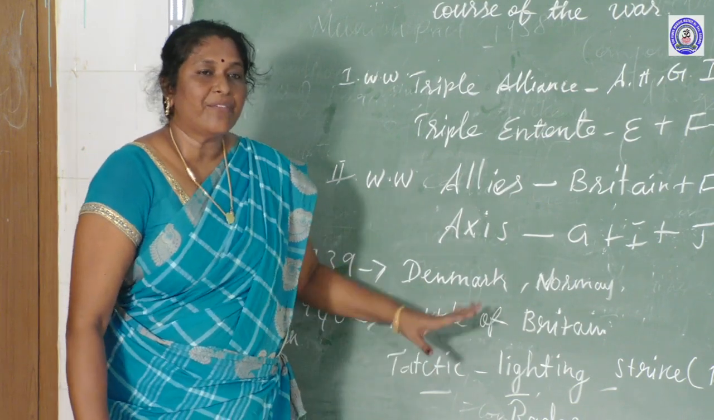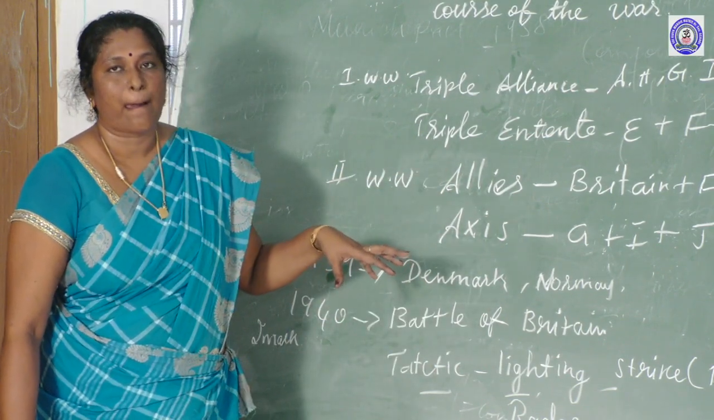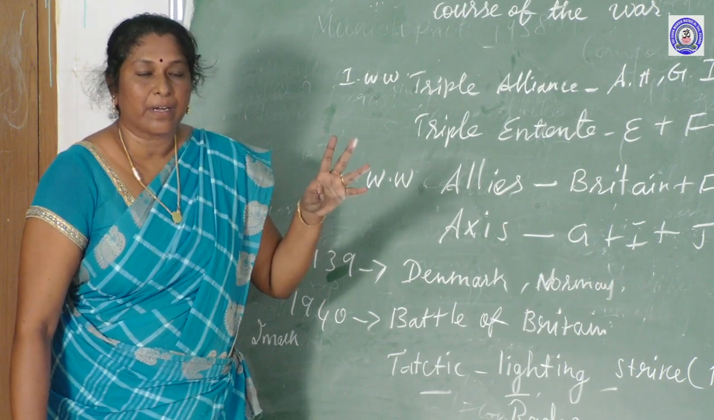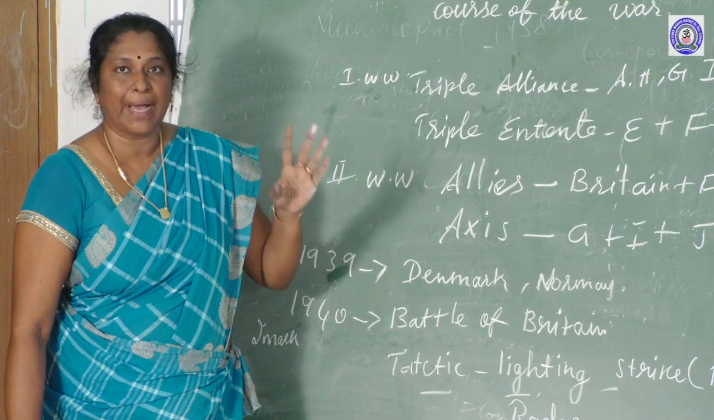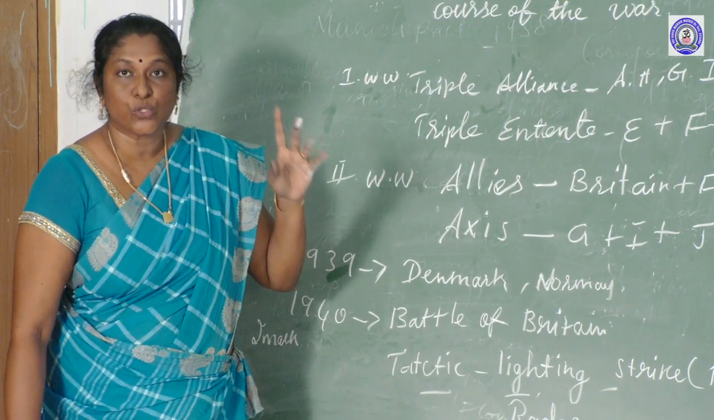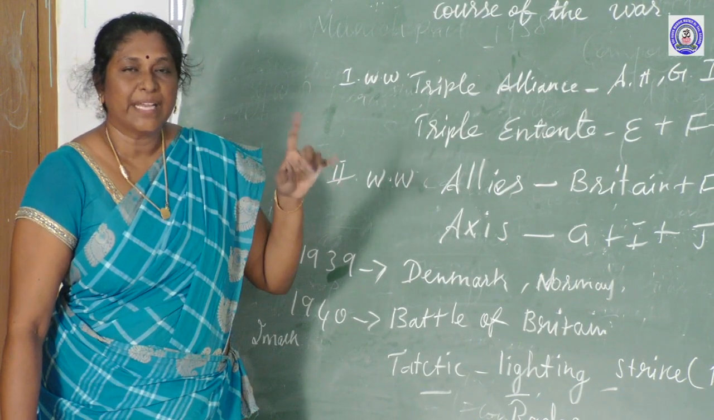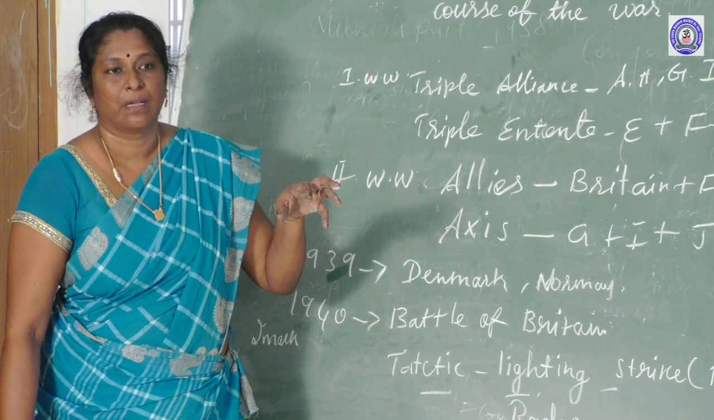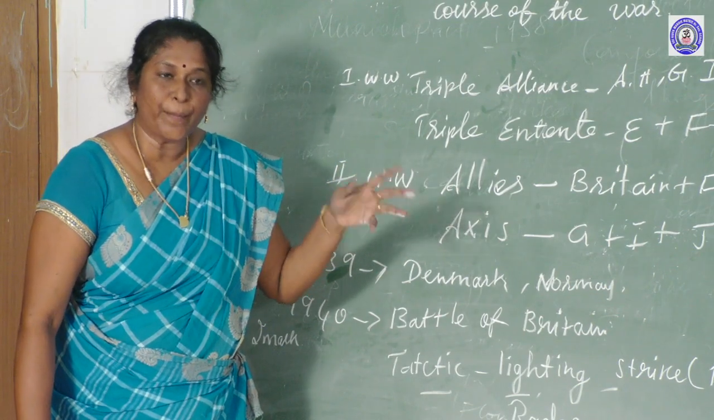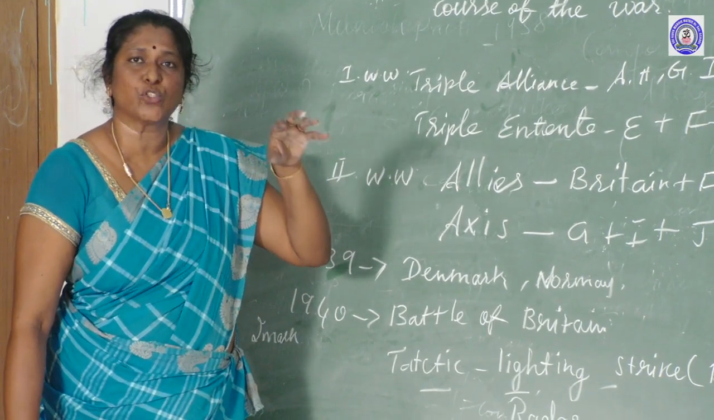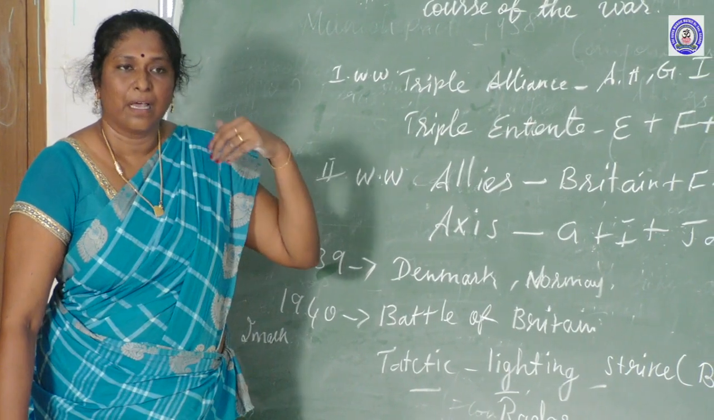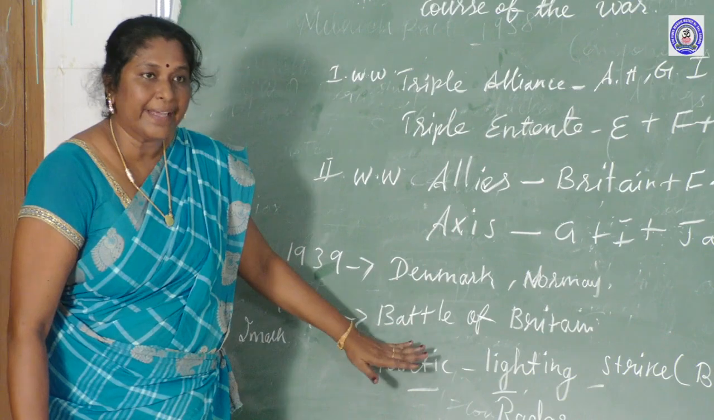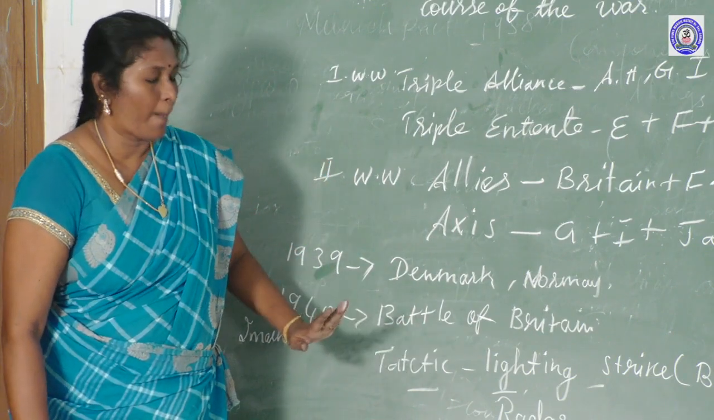Saluting the bravery of the Royal Air Force, Prime Minister Churchill said that never was so much owed by so many to so few. That means never in the field of human conflict was so much owed by so many to so few. This was saluted by Churchill to the British force.